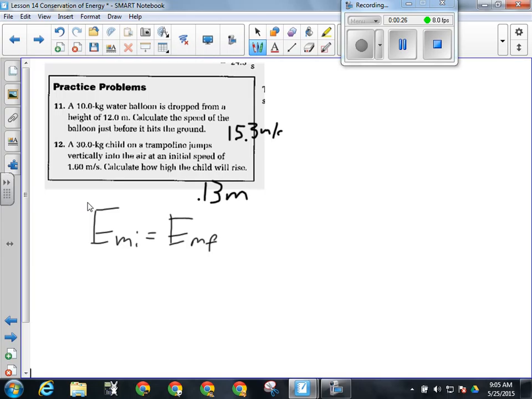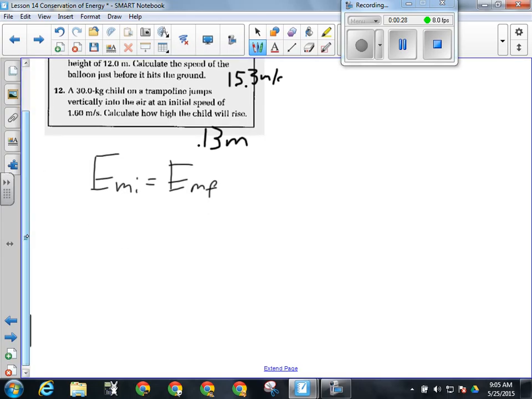The other thing we learned is that mechanical energy is the sum of potential energy and kinetic energy. That's supposed to be an F. That looks like two P's. So that's what we were talking about on Friday.